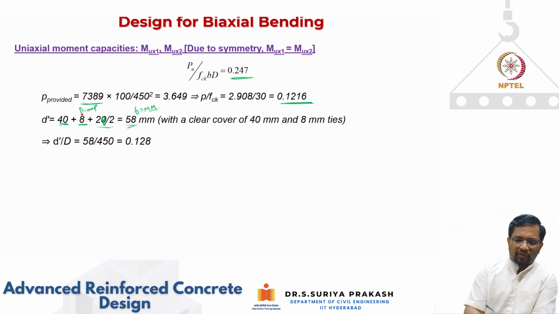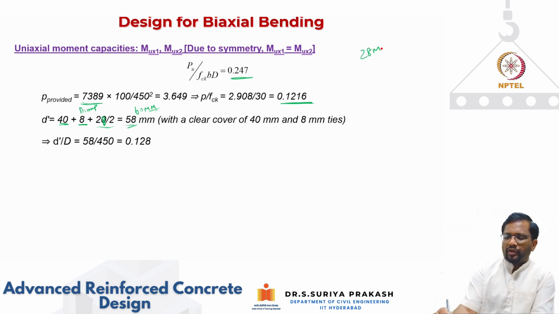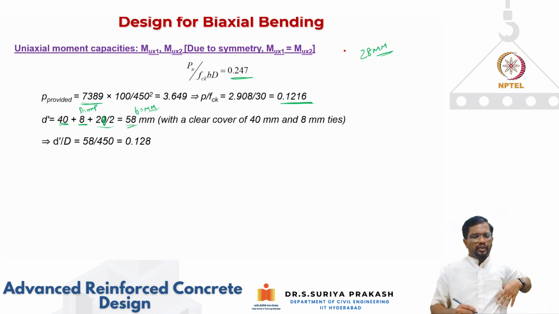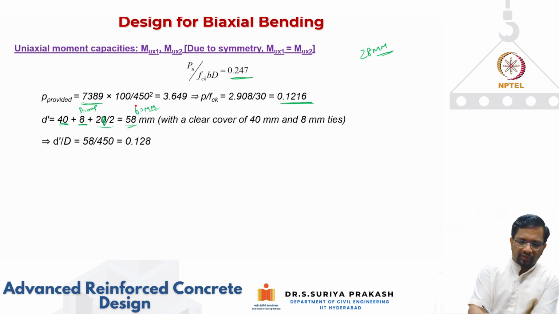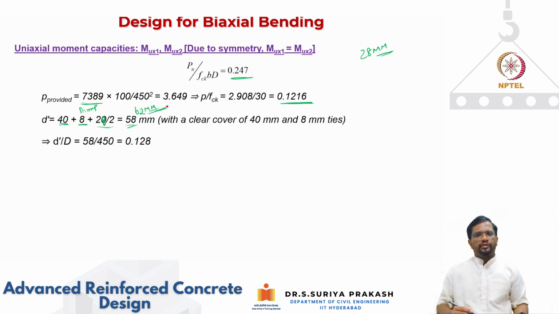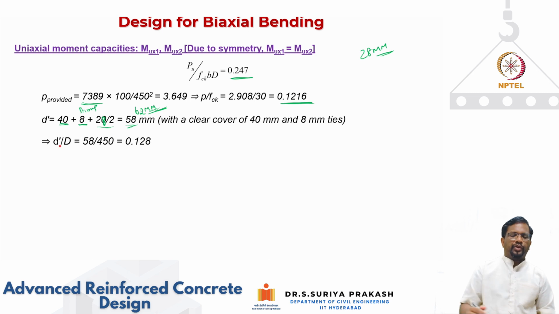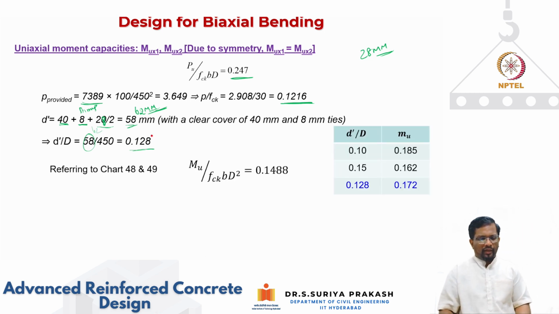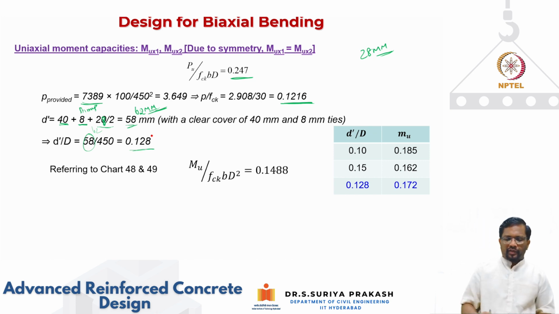Because now that I have found d prime, I am using a 28 mm bar, right? So it should be 14. In fact, this should work out to be 48 plus 14, so it should be 62 mm, not 58. So again, if you put d prime by D, you get a value of about 0.128, and now that this has become 62, it will become slightly 0.13.